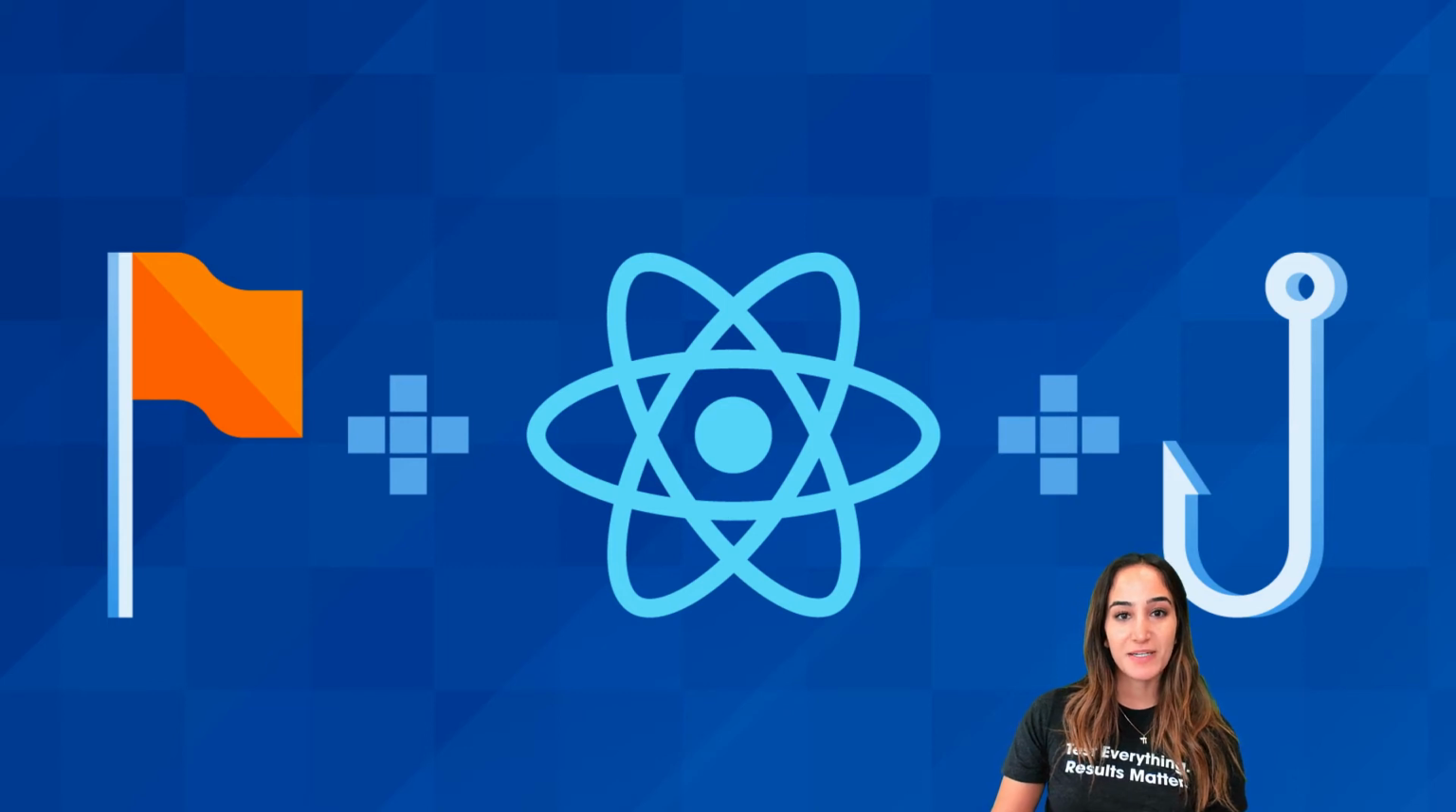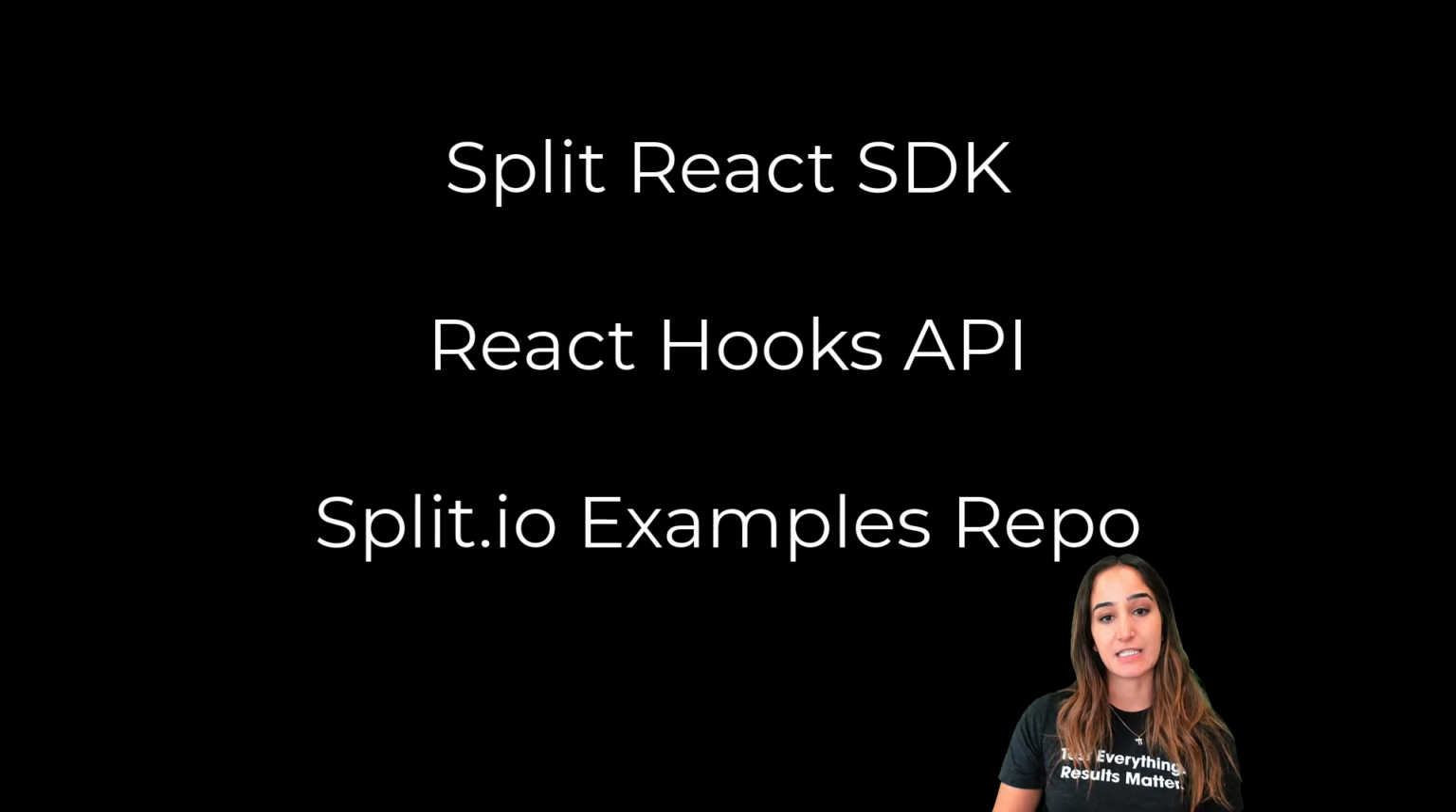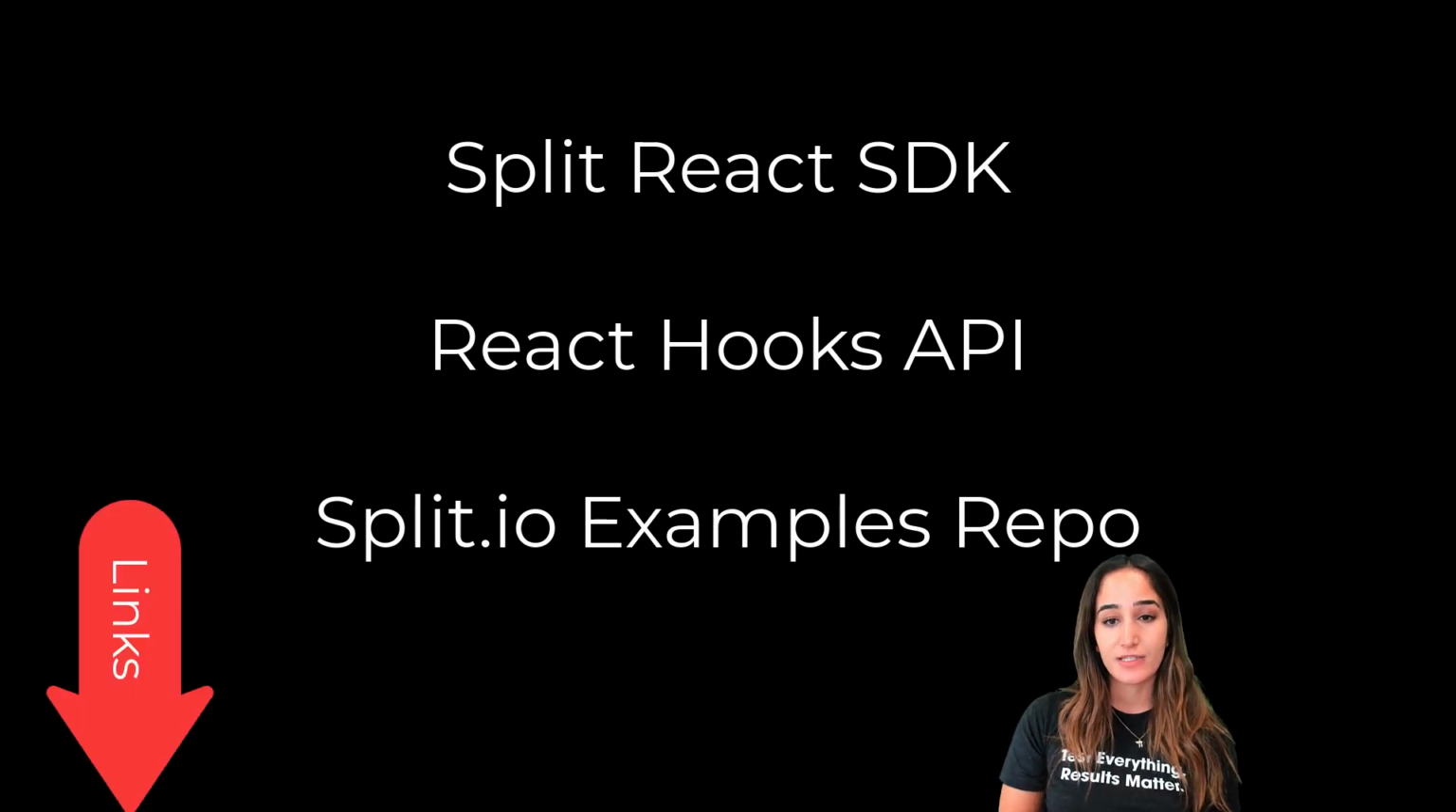Hey everyone, today we're going to be setting up feature flags with React hooks. So what you're going to need is the Split React SDK, the React Hooks API, and a Split repo that we're going to be using for this example. I'm going to link all of these in the description below, so be sure to follow along.